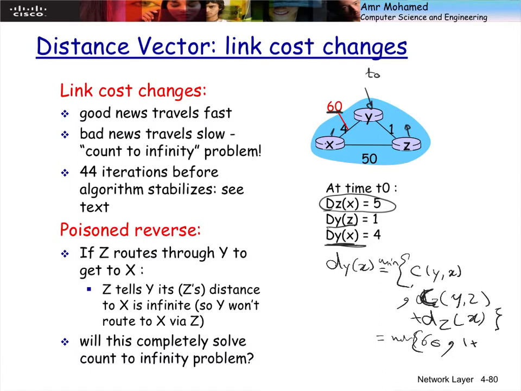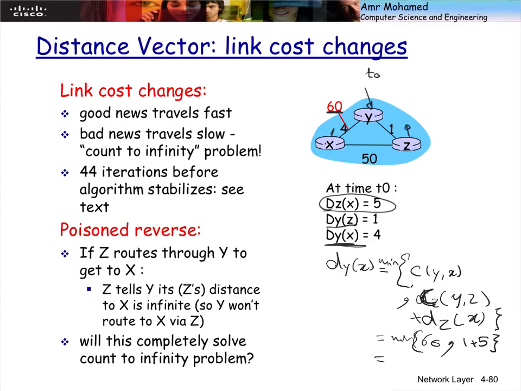What is the distance between Z and X? No, Z and X. That's the problem. What is the distance between Z and X? What is the distance that Y has about the distance between Z and X? 5. Right? So this is the distance that Y has about Z to reach X.